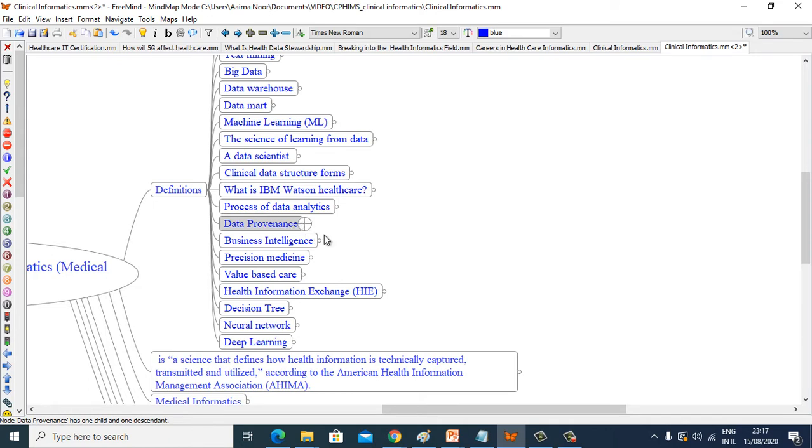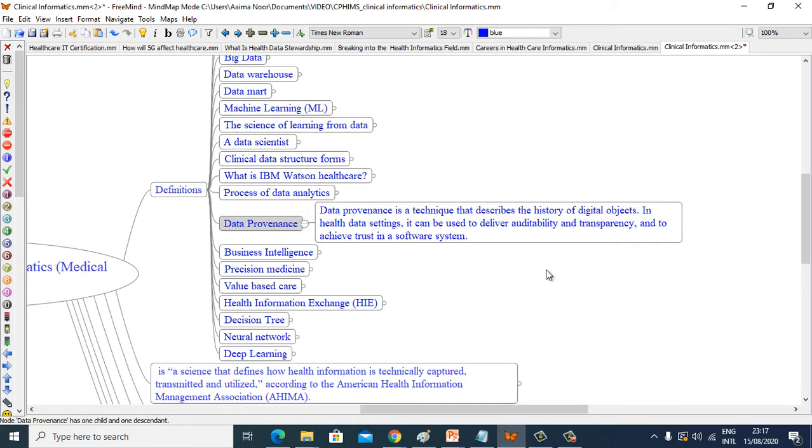Now let's see what is data provenance. Data provenance is a technique that describes the history of a digital object in data. In data settings, it can be used to deliver auditability and transparency and to achieve trust in a software system.